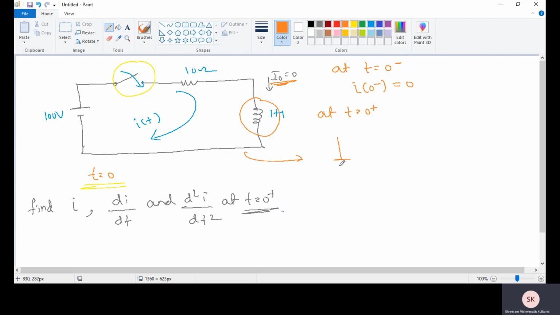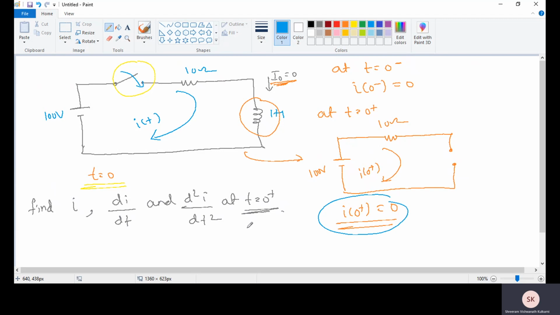So I am going to redraw this circuit like this. Open circuit, 100 volt, 10 ohm. Okay, this is open circuit, so i at 0 plus is 0, because only in a closed circuit will current flow, right? At t equal to 0 plus, the inductor will behave as an open circuit. So at t equal to 0 plus, i of 0 plus is 0. Now we found out this i.